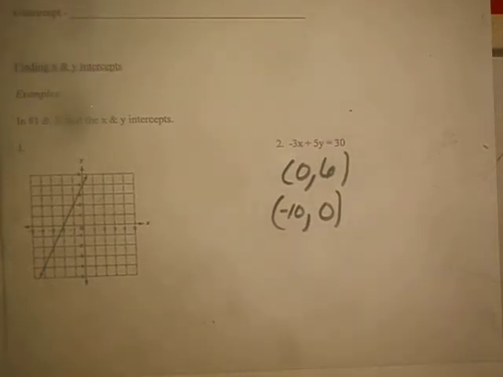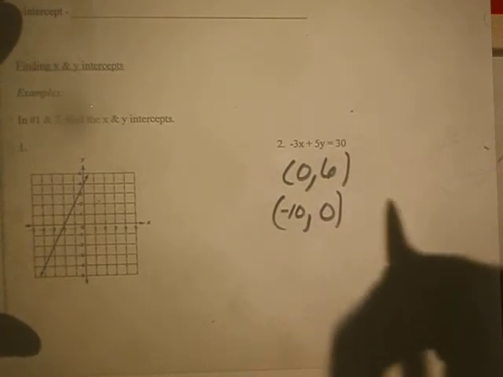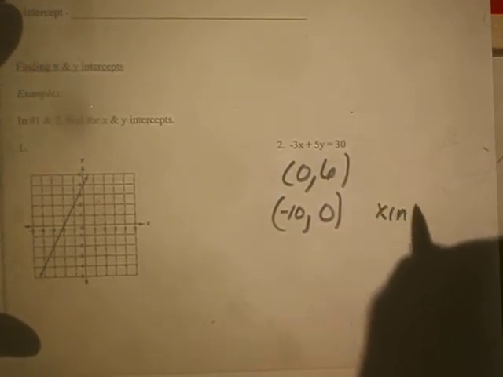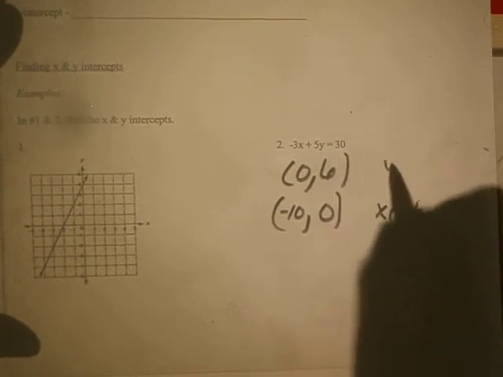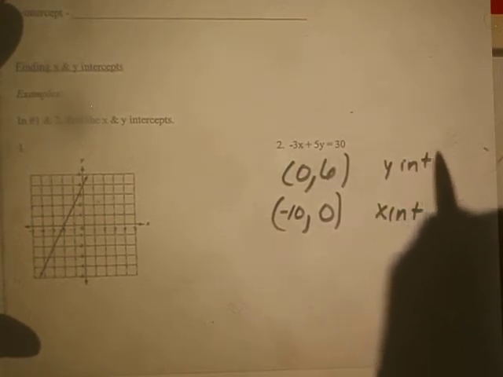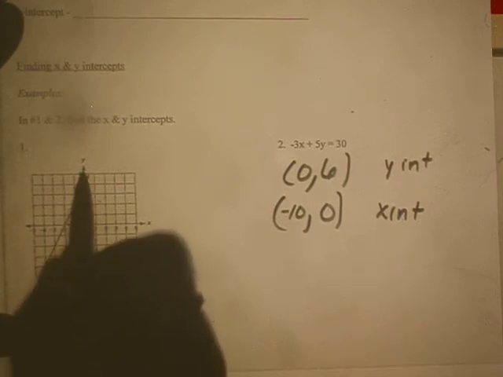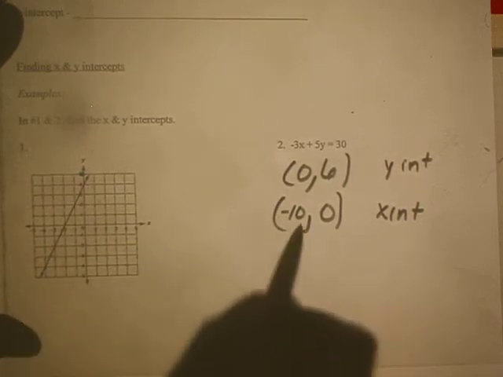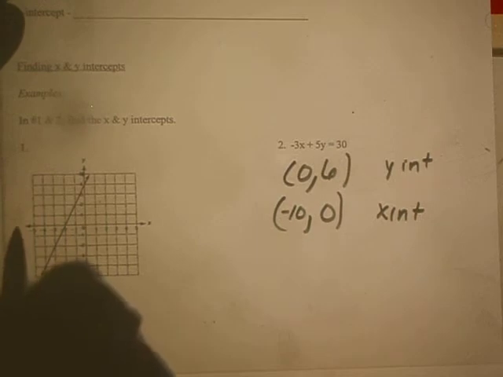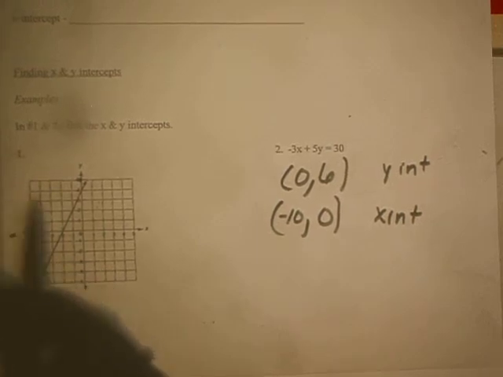And those are (0, 6) and (-10, 0). (-10, 0) is your x-intercept, and (0, 6) is your y-intercept, because this crosses at (0, 6), which is your y-axis, and this crosses at (-10, 0), which would be your x-axis.